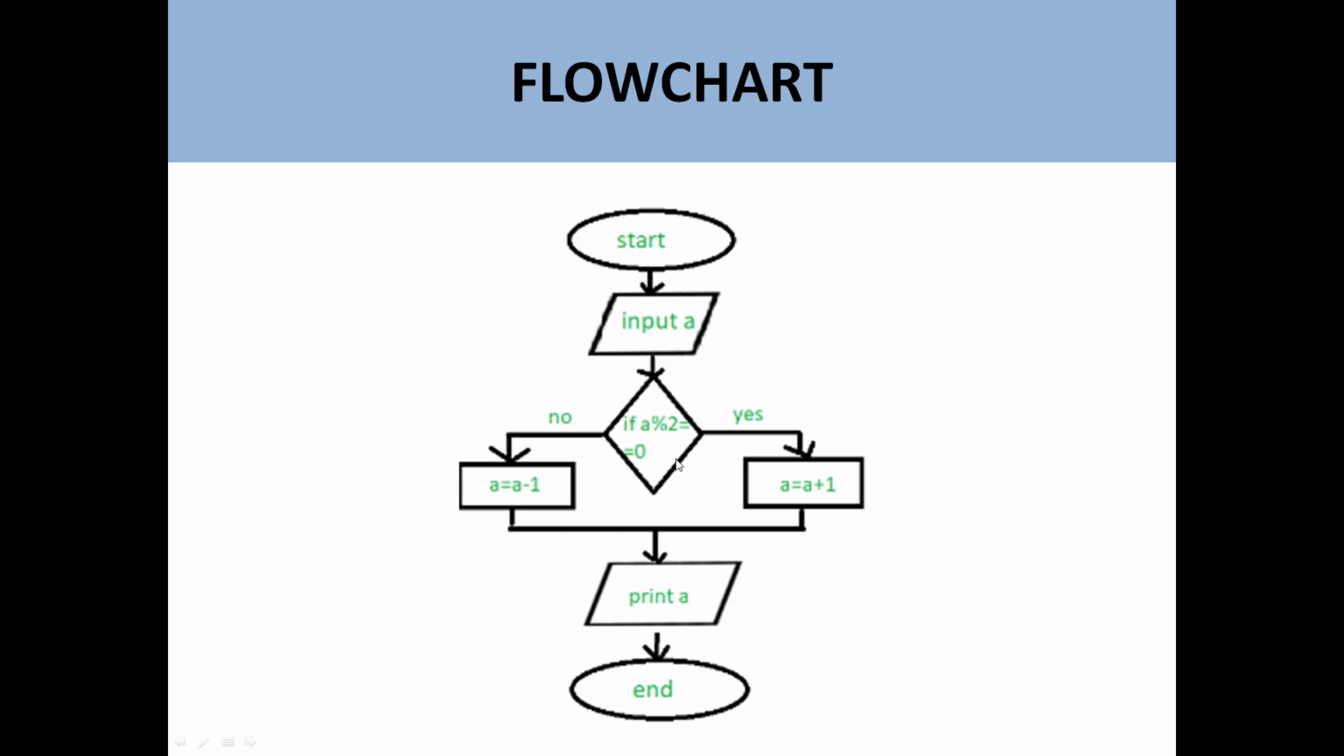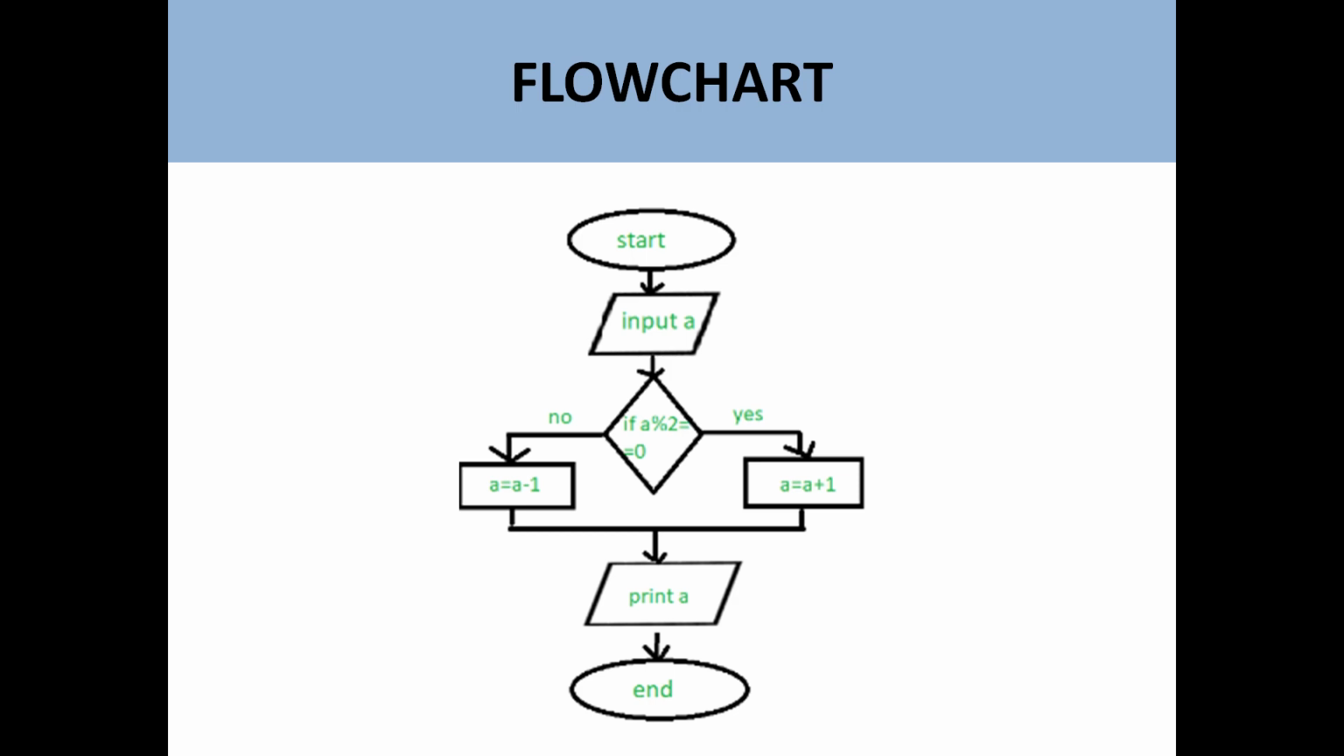Remember one thing: the difference between this flowchart and the previous charts is that here we have used the diamond symbol. Diamond is the conditional symbol. Conditional means that we are applying a condition, yes or no.